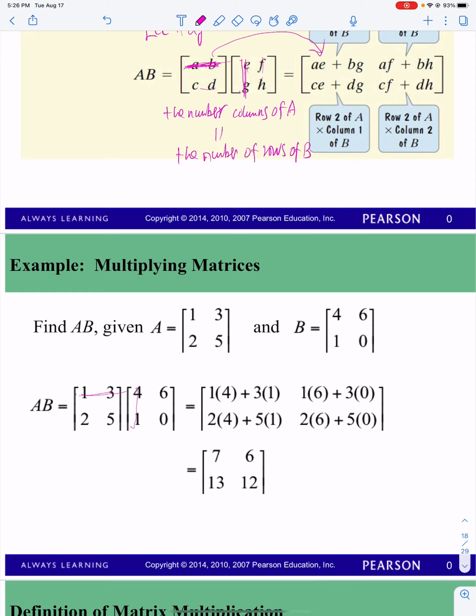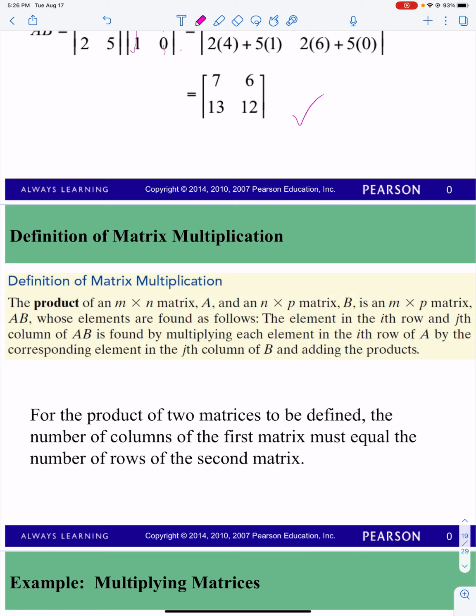Okay, so A times B, yeah, you follow these rules. 1 times 4 plus 3 times 1, then 1 times 6 plus 3 times 0. Add all these things, you will get this.